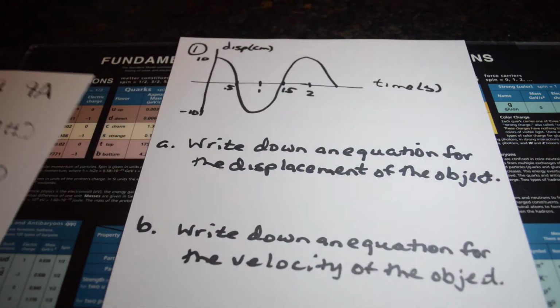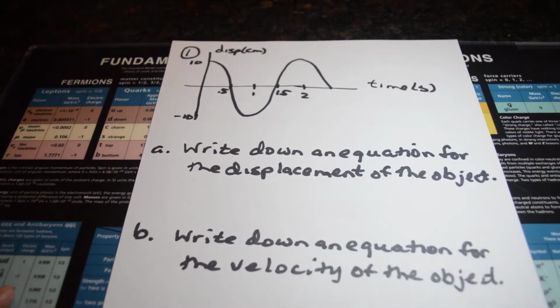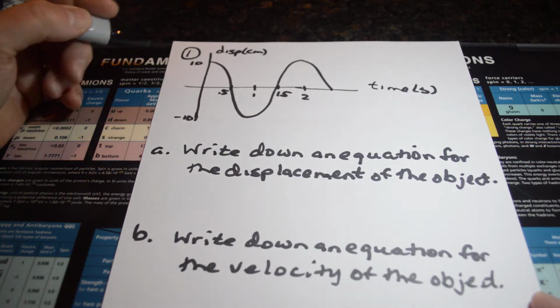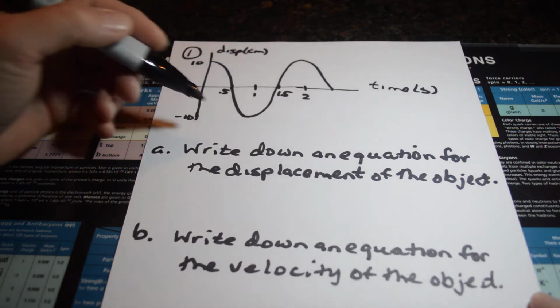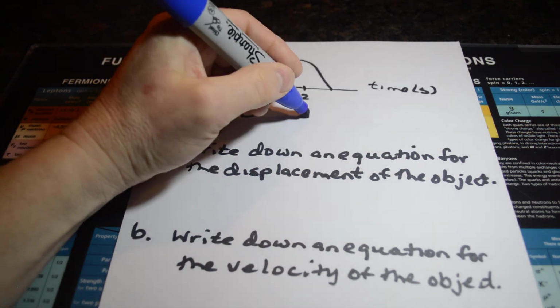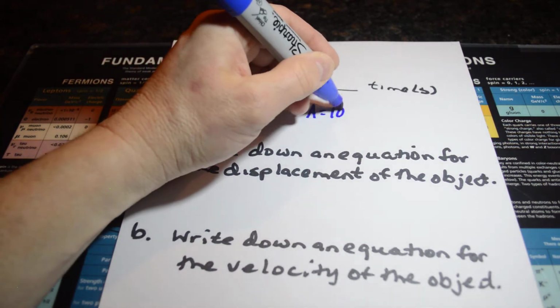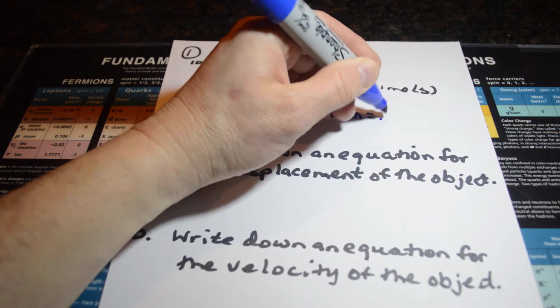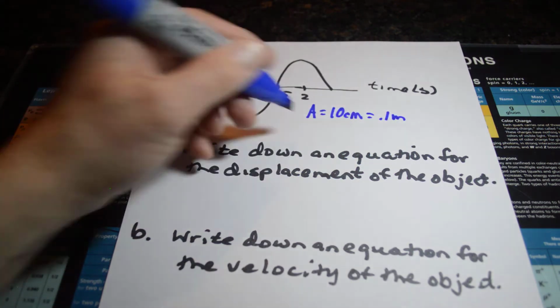Okay. First situation, you have a graph you're going to analyze. This is a graph of displacement in centimeters versus time in seconds. And it asks you to write an equation for the displacement of the object as a function of time. Well, from this, what do I know? I know my amplitude is 10 centimeters, which is 0.1 meters. And what else can I find?